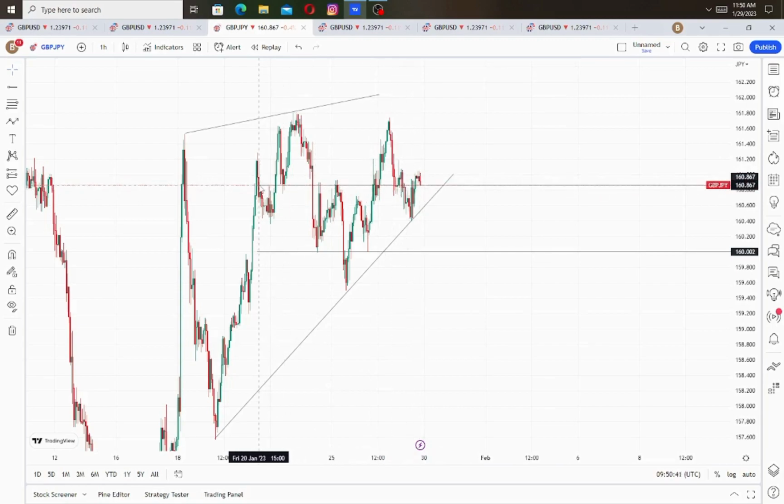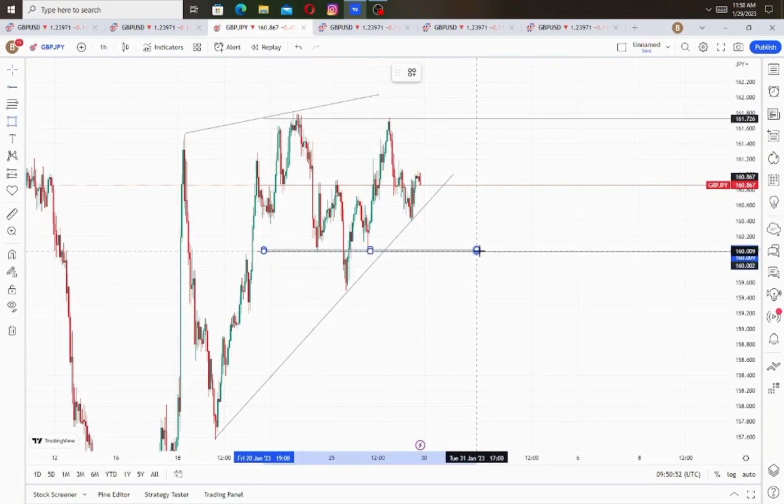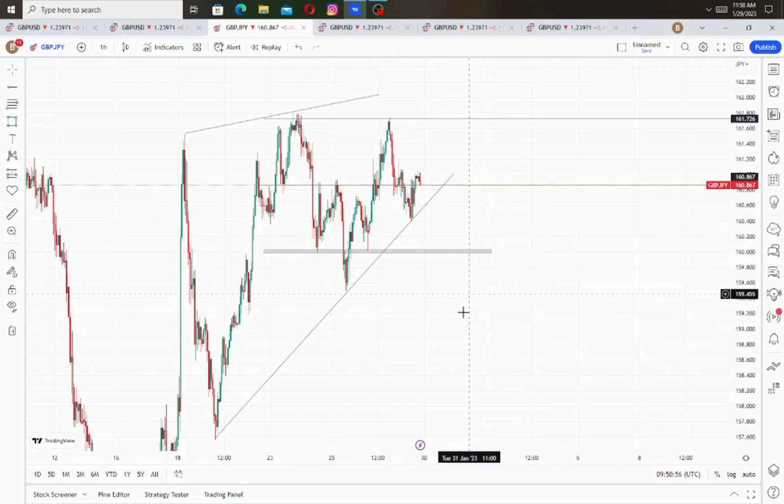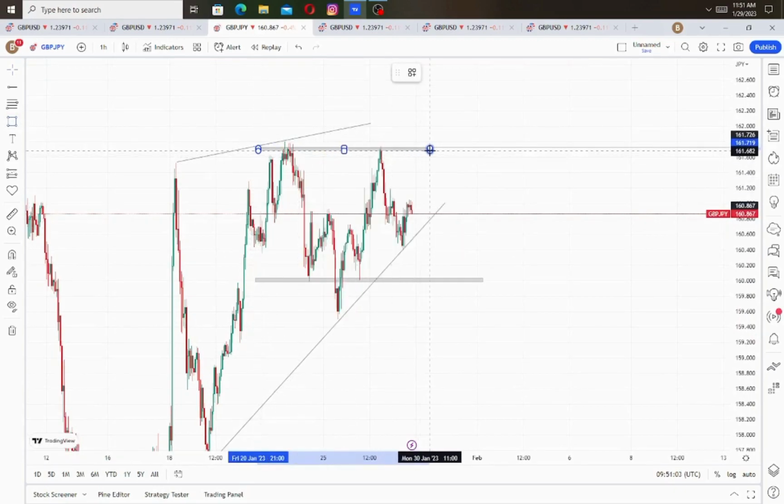But let me put it nicely, let me put it like this. Perfect. Then I'm gonna mark the highest point. So let me just do this to make it less confusing. Mark this area right here. Remove, then mark this area right here.